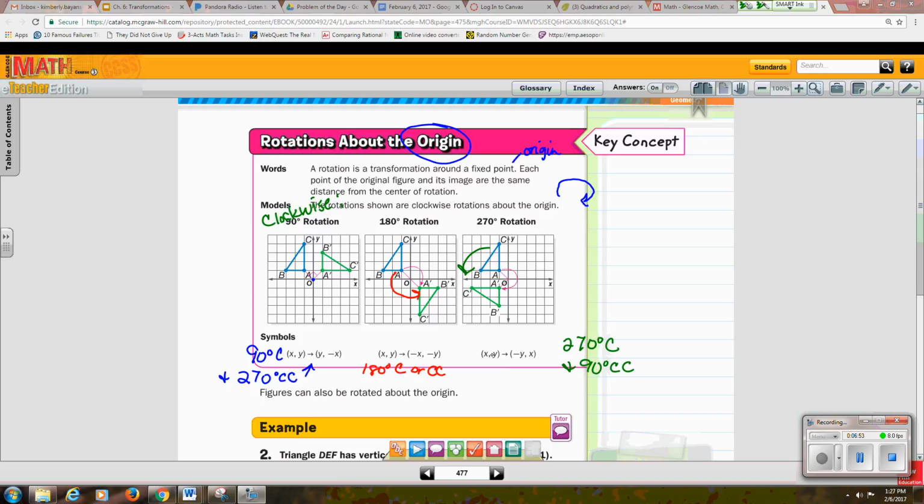Here's our rule. For every X and Y coordinate, like the ordered pairs of A, B, and C, we're going to do this. This time, the Y coordinate is going to be put in the X coordinate spot, and we're going to change the sign of Y. The X coordinate will be put in the Y coordinate spot, but we'll leave the sign the same.